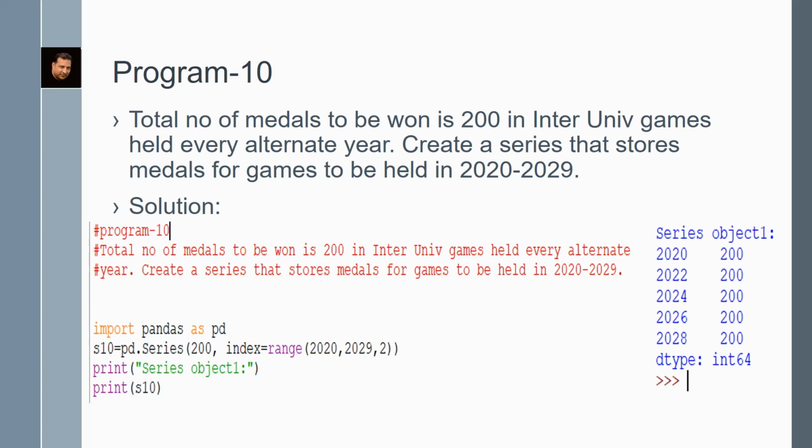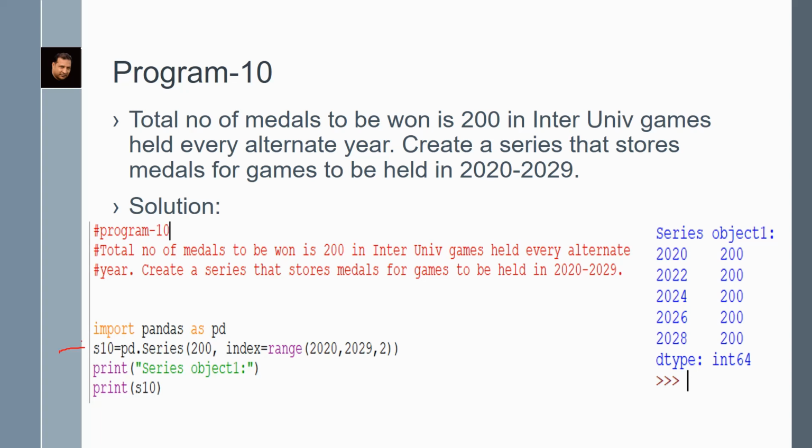Program number 10. Now see, total number of medals to be won is 200 in inter-university games held every alternate year. You have to create a series that stores medals for games to be held in 2020 to 2029, but alternately. It means 2020 having 200 medals, then 2022 200 medals, 2024 200 medals, and so on. So let us see the solution.